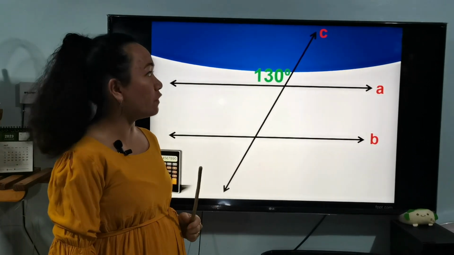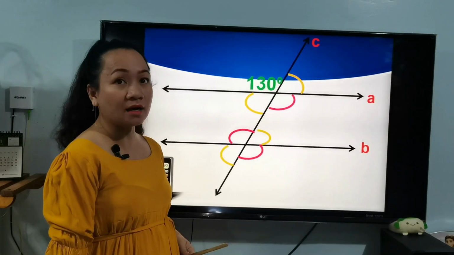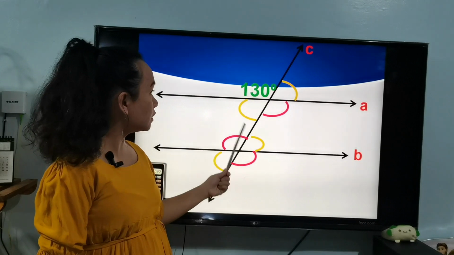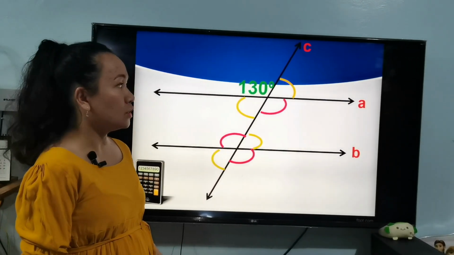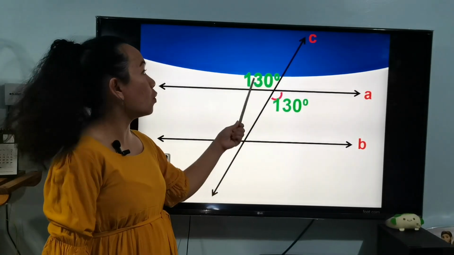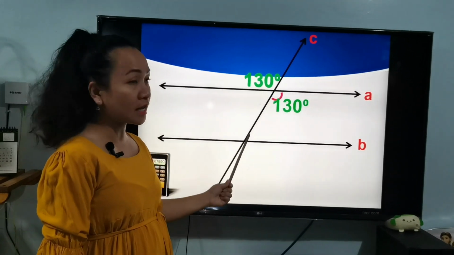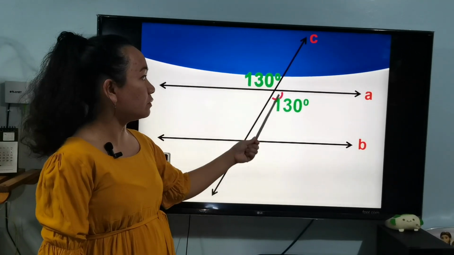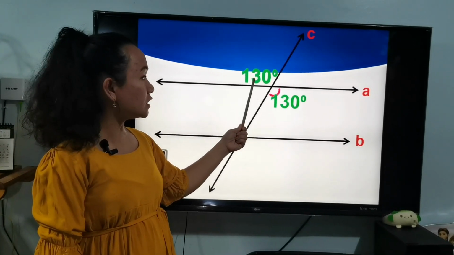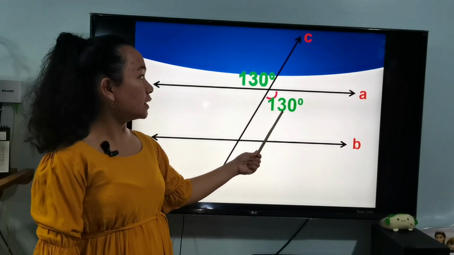So we are going to find the remaining angles. We are going to find this angle, another angle, and so forth. So what are you going to do? We all know that this angle is vertical to this angle, meaning to say they are congruent angles. So if it is 130, since they are congruent, this is also 130 degrees. Next.